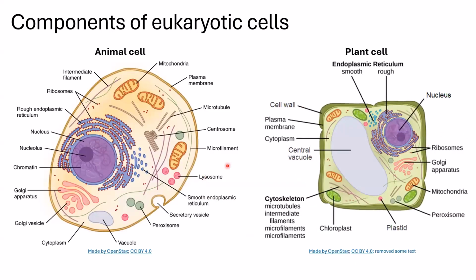Here we have representations of a typical animal cell on the left and a typical plant cell on the right. Like all cells, they have a plasma membrane, a cytoplasm, DNA, and ribosomes. We will cover the plasma membrane in more detail in the next lecture and discuss the other components one by one in this lecture. Let's start with the nucleus.